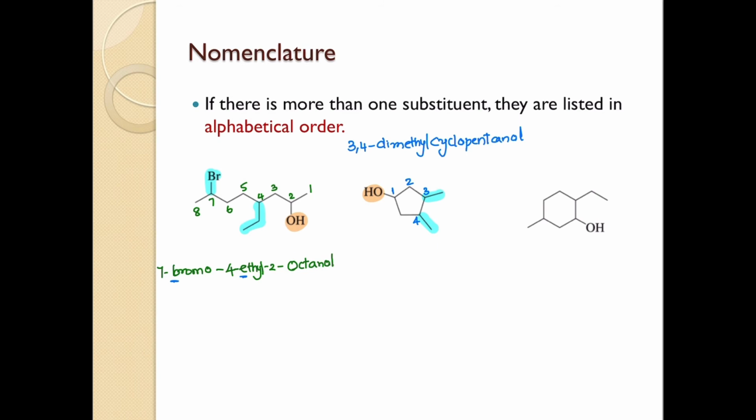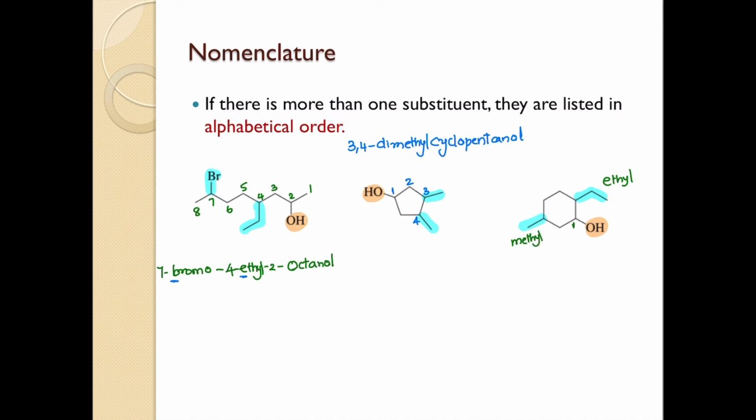The next problem has a hydroxy group on a cyclohexane, right? So by default, this is going to be number 1. Now, which one is going to be number 2? Which side? Are we going to go clockwise or anti-clockwise? Remember, this is going to be your functional group. And here are your 2 substituents. You have an ethyl group. And this is your methyl group.